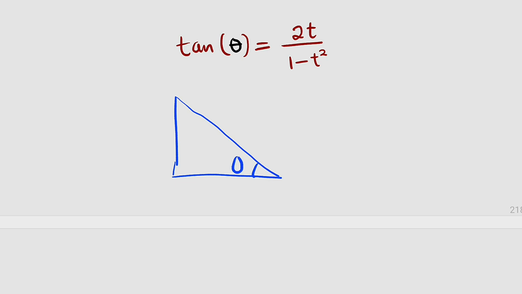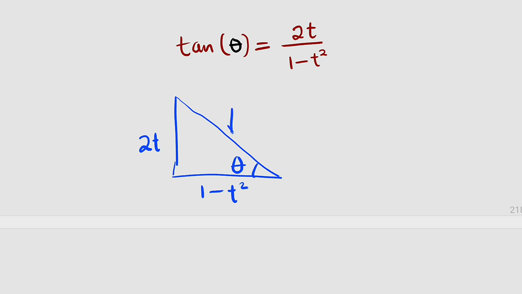We have angle theta here. And remember that tangent is equal to opposite over the adjacent. This is the opposite, 2t. The adjacent is 1 minus t squared. Then what will be the hypotenuse?